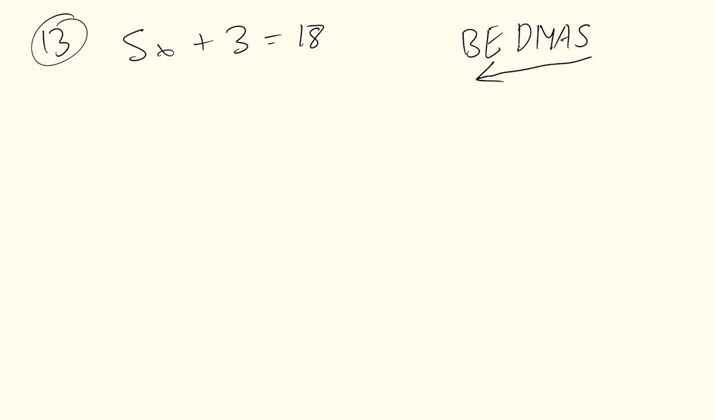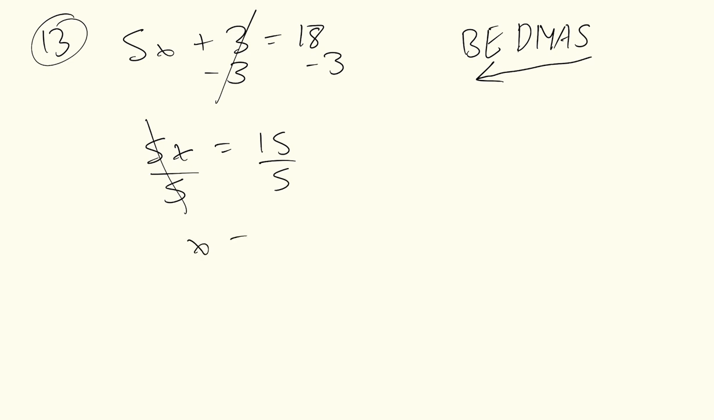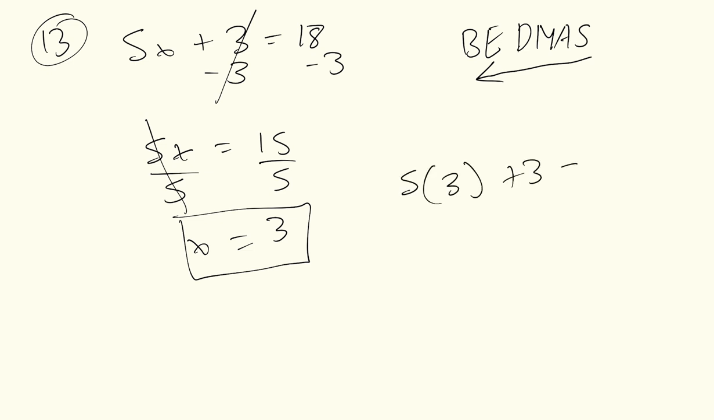So 5x plus 3 is equal to 18. First, we have to do the opposite of adding 3, which would be subtracting 3. That'll cancel. We'll be left with 5x is equal to 15. And we know what to do from here. We divide by 5, that cancels. We divide by 5, and x is equal to 3. And if you want to check, you can do that. 5 times 3 plus 3 is in fact equal to 18.